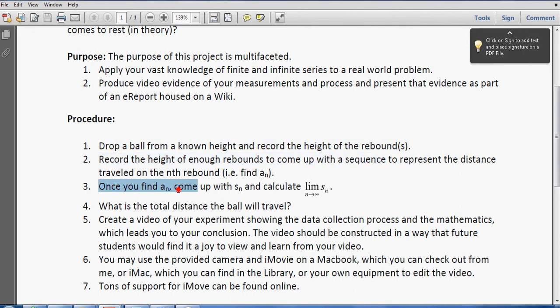Once we found that sequence, we were to calculate the limit of that sum. And then in the end, we're going to determine what the total distance is that the ball will travel.